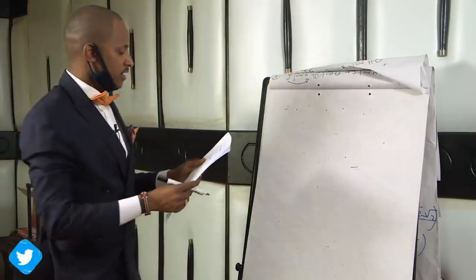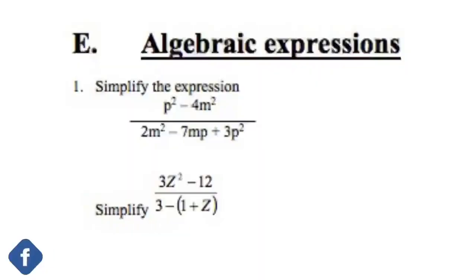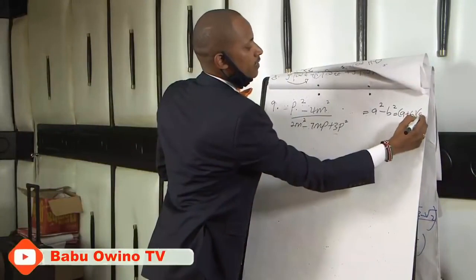We go to algebraic expressions. Question number 9: p squared minus 4m squared divided by 2m squared minus 7mp plus 3p squared. So when we are solving this algebraic expression, you look at the numerator and then you look at the denominator. We can see the numerator is a difference of two squares. A difference of two squares means a squared minus b squared, which can be written as a plus b into a minus b.